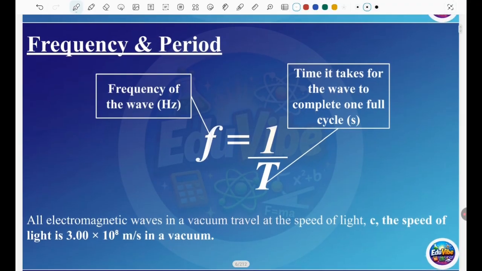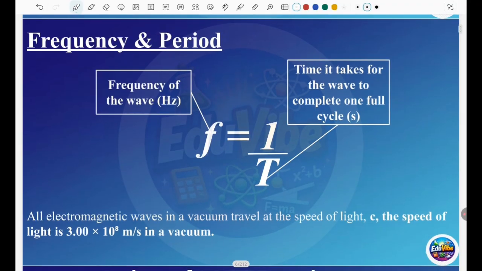Firstly, I have to explain frequency and period. Frequency and period have an inversely proportional relationship, which means that frequency is equal to 1 over T. T is not simply the time. It is the time it takes for the wave to complete one full cycle. This is also known as the period. We take it as a time because it has a unit of seconds, but this is the period.